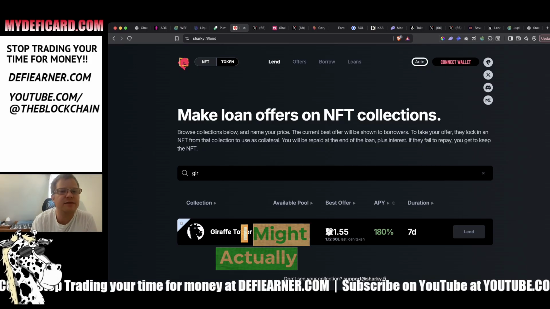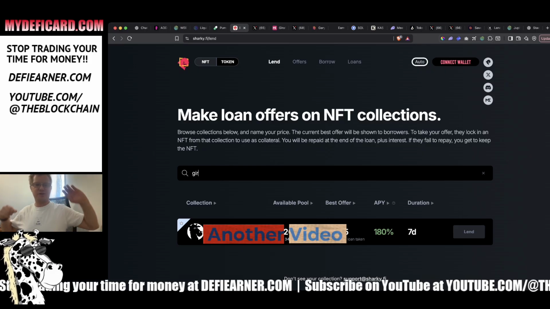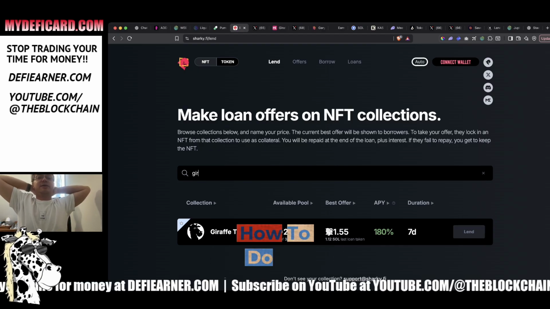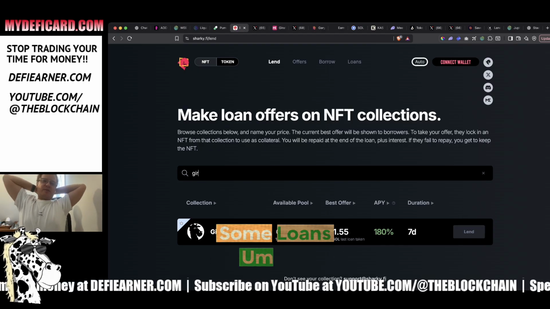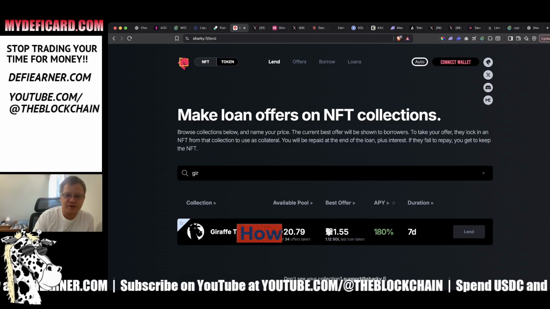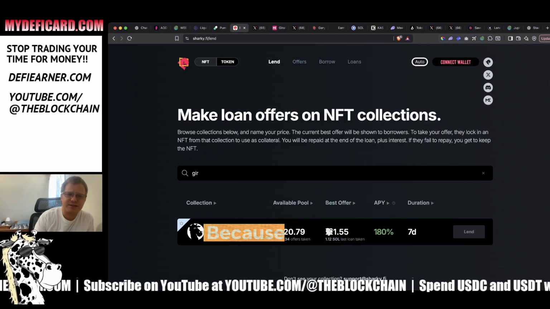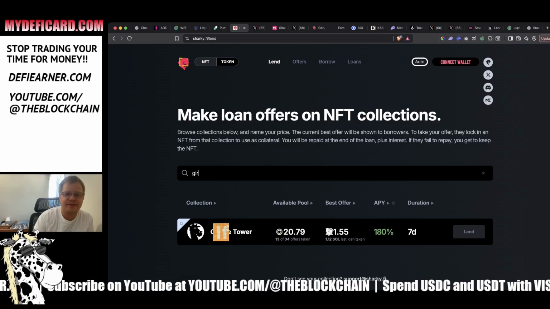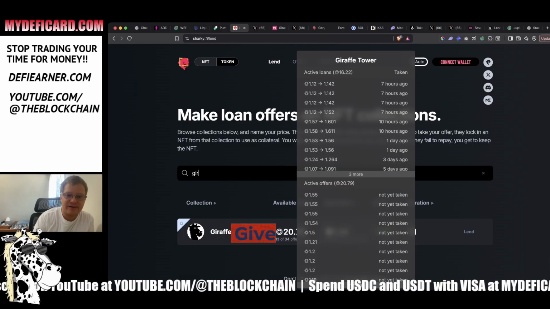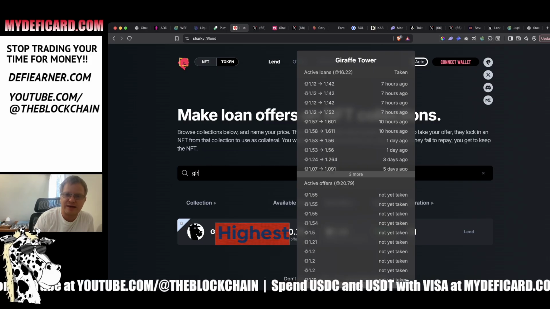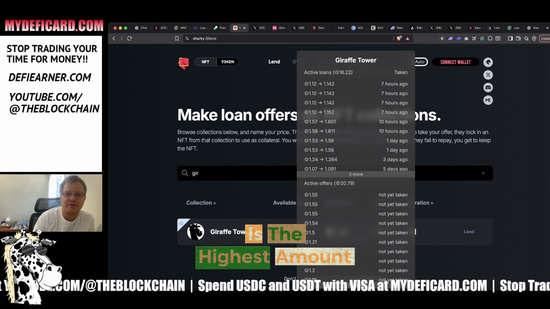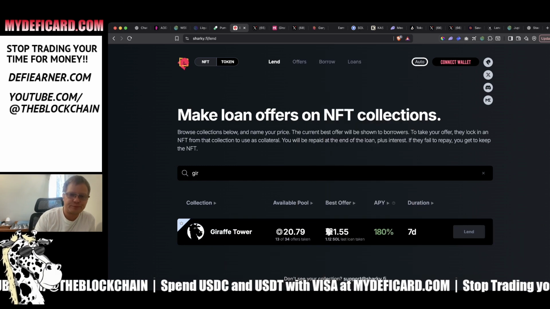I think I need to make another video showing how to do this. I'm going to do that in my next live, probably show people how to do some loans or offer loans for NFTs, and I'll show you how to do it using Draft Tower. Because say you give out a loan, in this example the highest one is 155, which is the highest amount that people are offering for the loan.